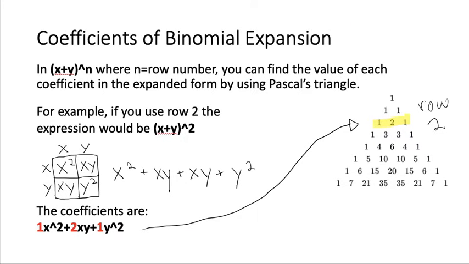You can use Pascal's triangle to find coefficients of binomial expansion too. In the expression (x + y)^n, where n equals the row number, you can find the value of each coefficient in the expanded form.